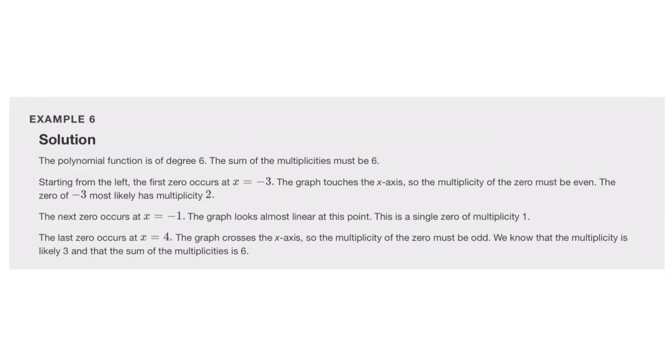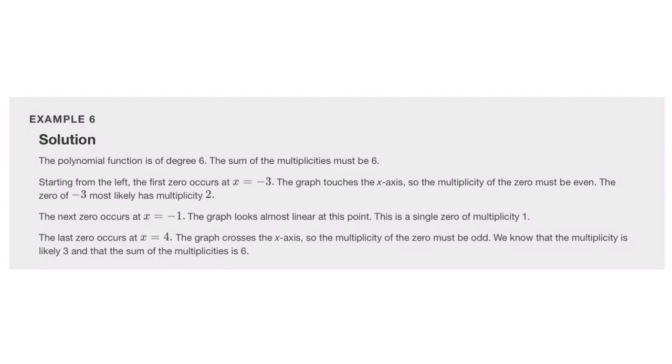So the sum of the multiplicities must be 6. Starting from the left, the first zero occurs when x is -3 and the graph touches, so it must be an even multiplicity. So it most likely has a multiplicity of 2. Okay, that's fine. The next zero occurs when x is -1. The graph looks almost linear, so it has a single zero of multiplicity 1. The last zero occurs when x is 4 and it crosses, so the multiplicity must be odd. And then we know that the multiplicity is likely 3 and that the sum of the multiplicities is 6.